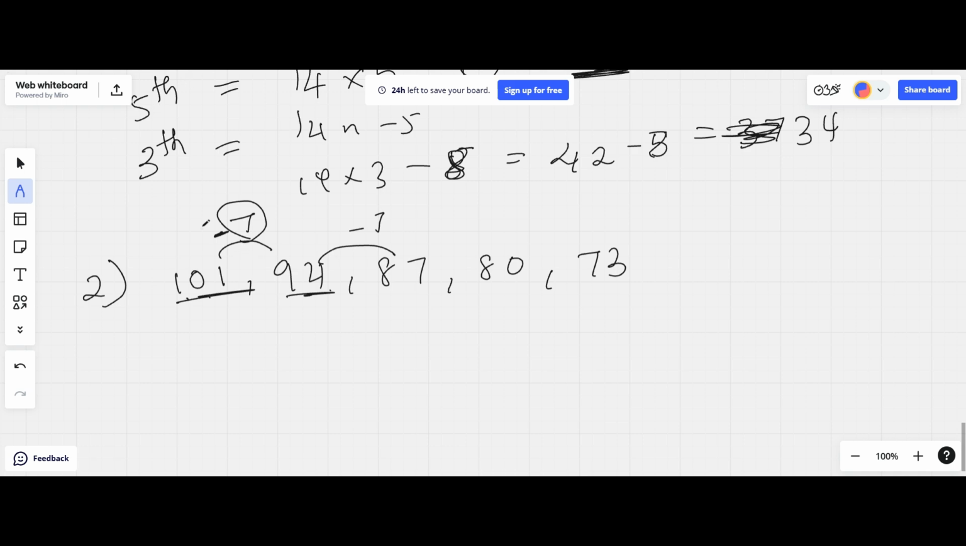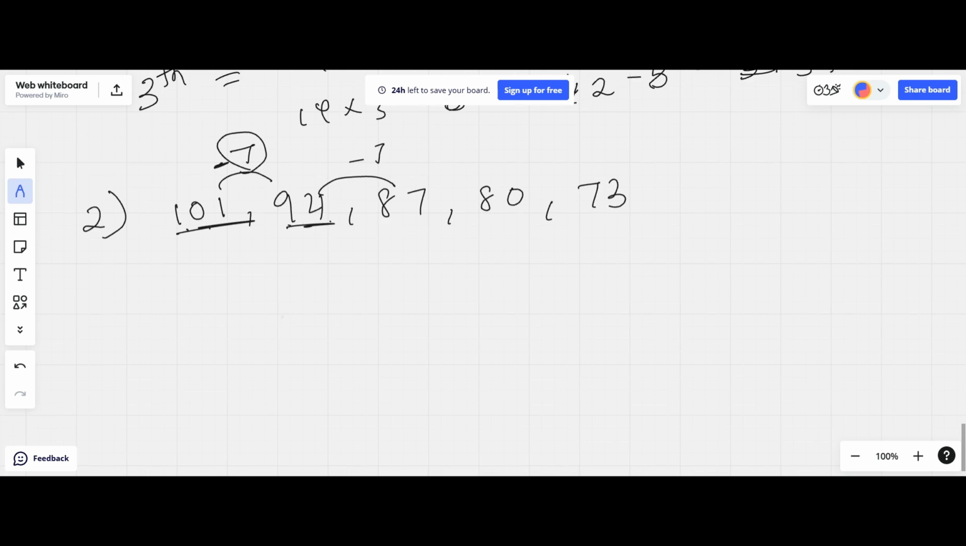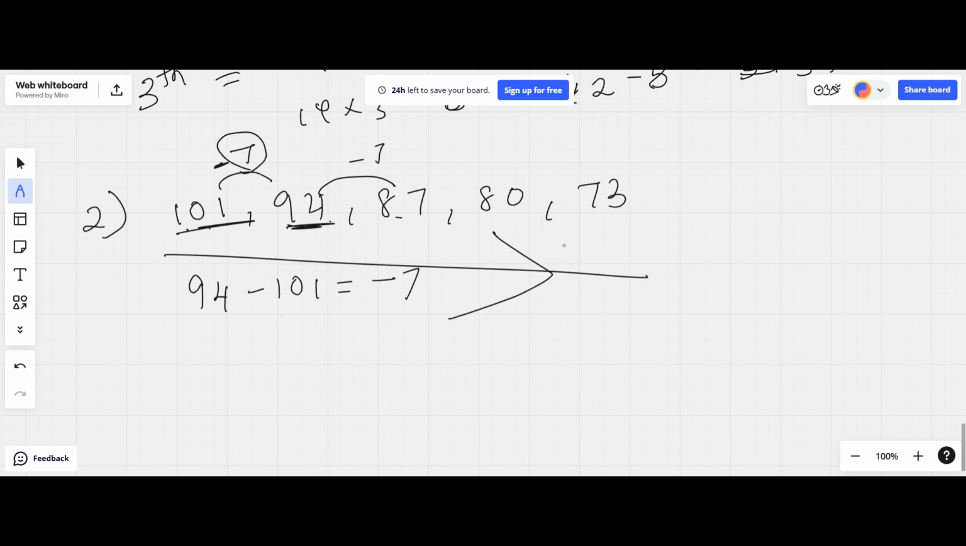So what you have to do is second term minus first term. So 94 minus 101 will be minus 7. 87 minus 94, minus 7. 80 minus 87, minus 7. Here you see the sequence, the numbers are reducing. So it is getting minus. The numbers in the sequence are reducing. If it is reducing, the difference is minus.